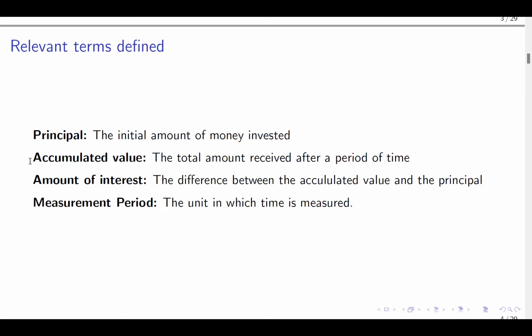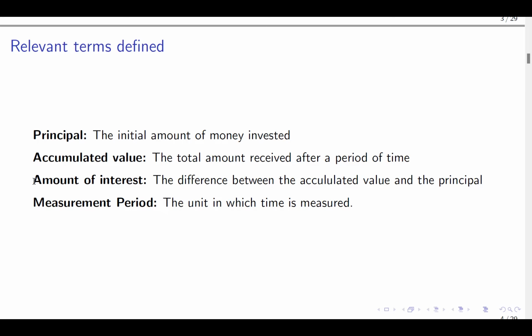How about the amount of interest? This is the difference between the accumulated value and the principal, okay? So whatever money I'm getting in April, if I subtract what I put in January, the difference becomes my amount of interest. So if I put in 1,000 cedis in the month of January, and in the month of April, when my investment matures, I'm getting 1,100, the difference between 1,100 and 1,000 is 100 cedis. So the amount of interest I have earned is 100 cedis.